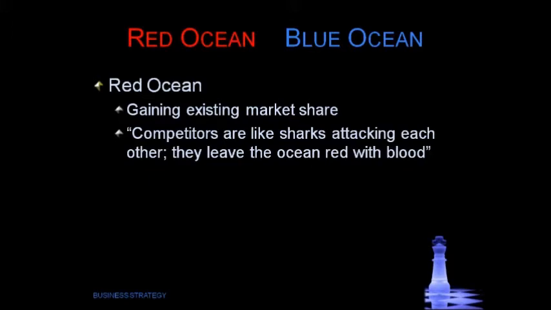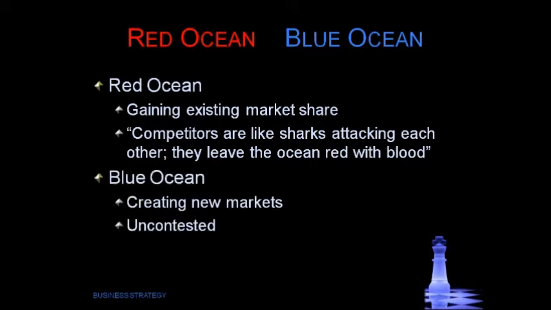A red ocean strategy is what normal business people think of when we talk about strategy. We're trying to gain existing market share. But they call it red ocean because the competitors in the industry are like sharks attacking each other, kind of out to kill, and they leave the ocean red with blood. A blue ocean strategy is uncontested, therefore there's no blood in the water, and it's clean and it's blue. Blue ocean strategies concentrate primarily on creating new uncontested markets rather than fighting for existing market share.